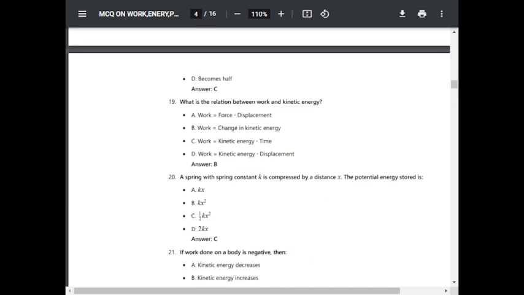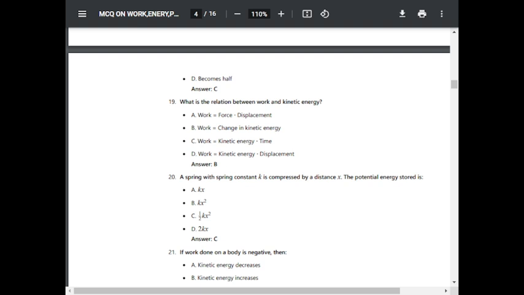Question number 19. What is the relation between work and kinetic energy? Option A, work is force into displacement; option B, work is equal to change in kinetic energy; option C, work is equal to kinetic energy into time; option D, work is equal to kinetic energy into displacement. The correct answer is B, work is equal to change in kinetic energy. Hence option B is correct.